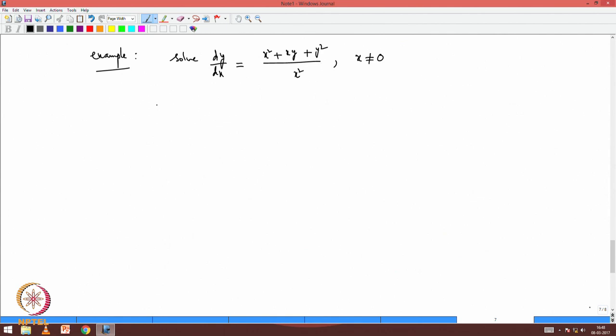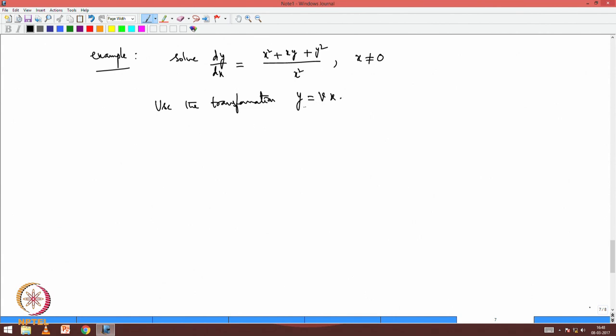So we use the transformation y equal to vx, where v is a function of x. y is the dependent variable, and now v is the new dependent variable.